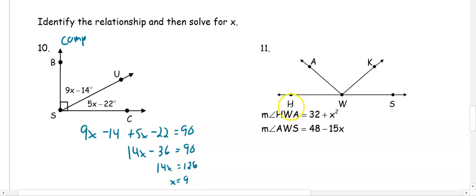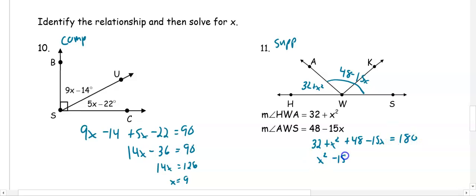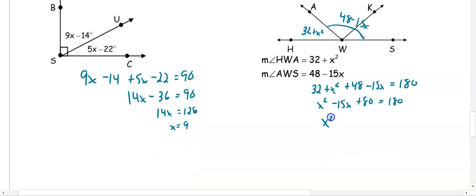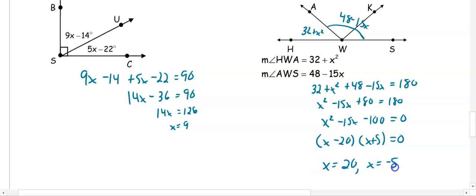In number 11, HWA is 32 plus x squared, and AWS is 48 minus 15x. They form a straight line, so they are going to be supplementary. So when we add them together, 32 plus x squared plus 48 minus 15x equals 180. So we get x squared minus 15x plus 80 equals 180. We can subtract 180 from both sides, so x squared minus 15x minus 100 equals 0. When we factor, we get x minus 20 and x plus 5 equals 0. We switch our signs, x is 20, x is negative 5.